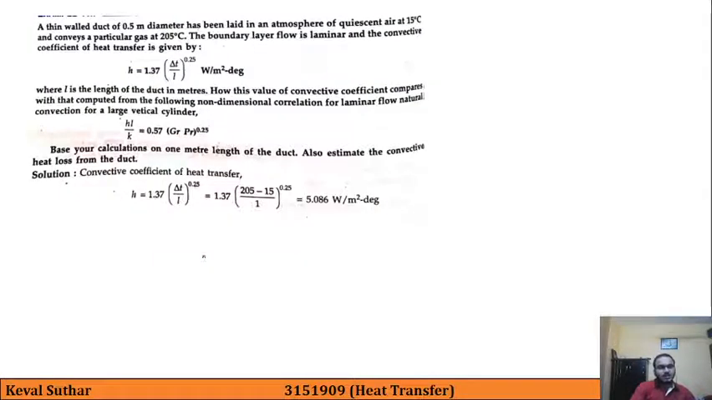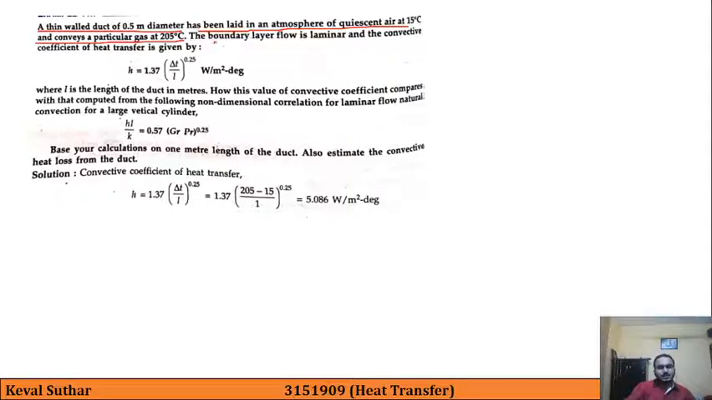Now our next problem is this. A thin walled duct of 0.5 meter diameter has been laid into an atmosphere of quiescent air at 15 degrees Celsius and conveys a particular gas at 205 degrees Celsius.